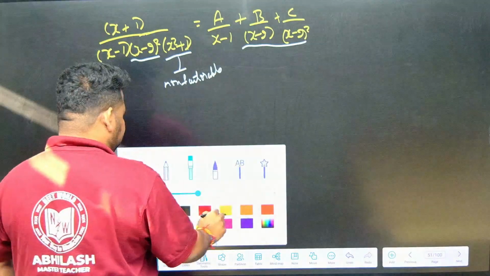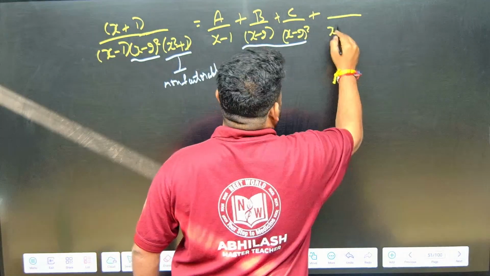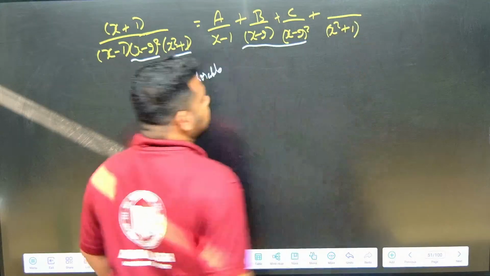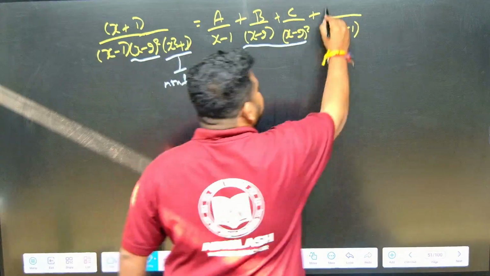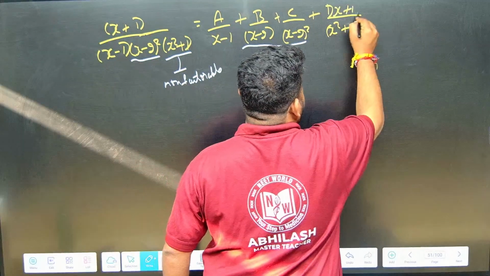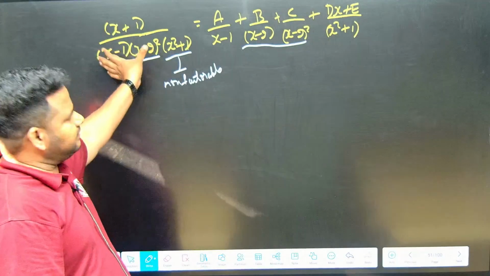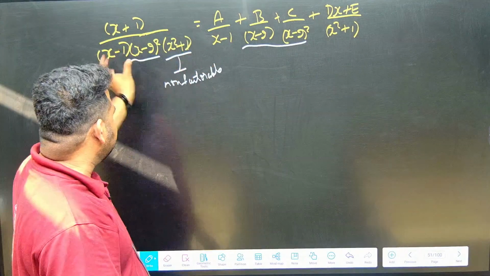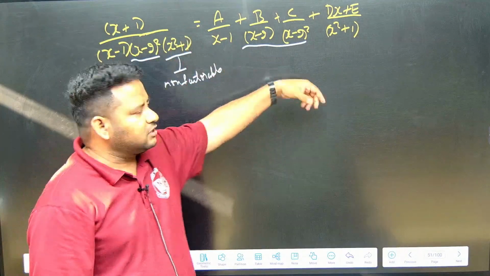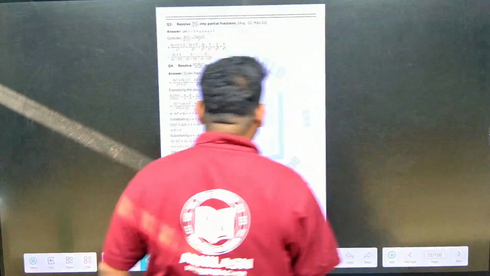The denominator you will write as it is, that is x square plus 1 itself. But here, instead of writing just D, you will write it as Dx plus E. This is the concept you must know. Based on a single question, I am telling you the concept. I am talking about linear, the square of it, and non-factorable, that type. Clear? Now let us go to the first question.